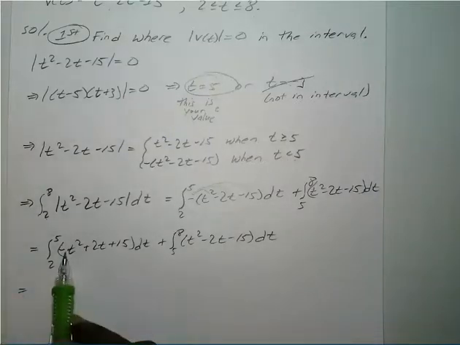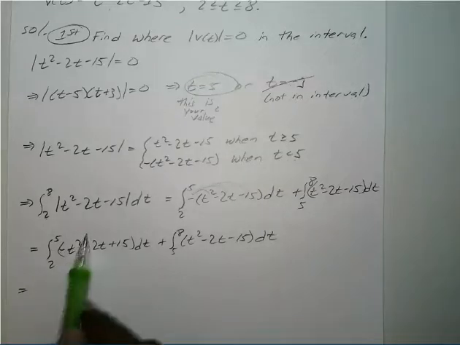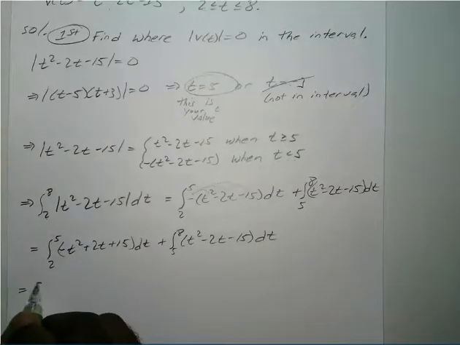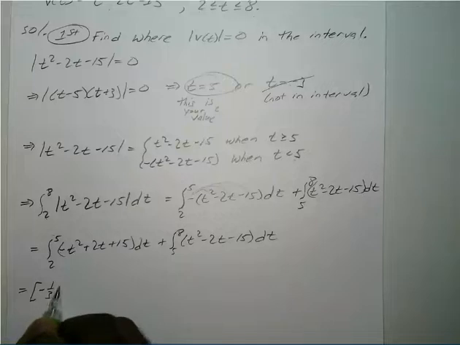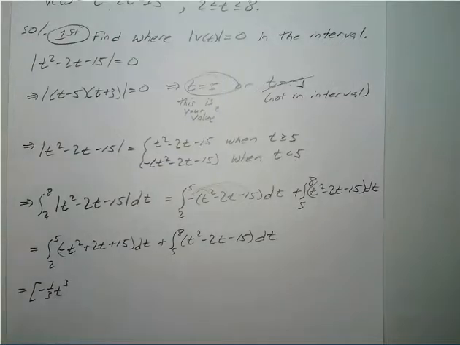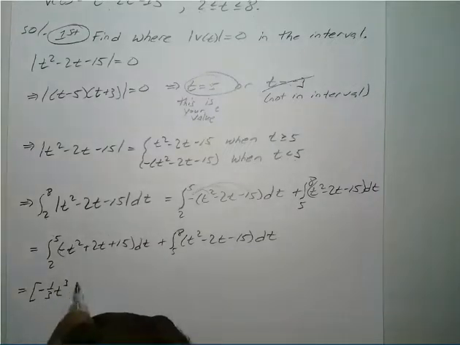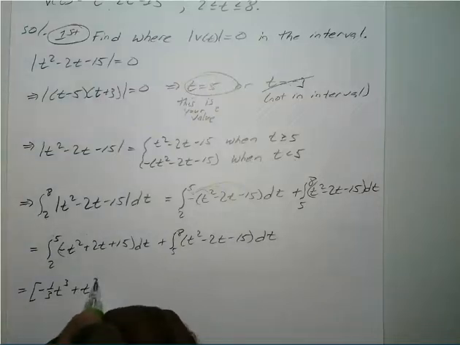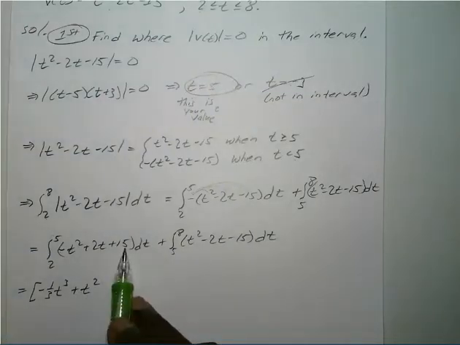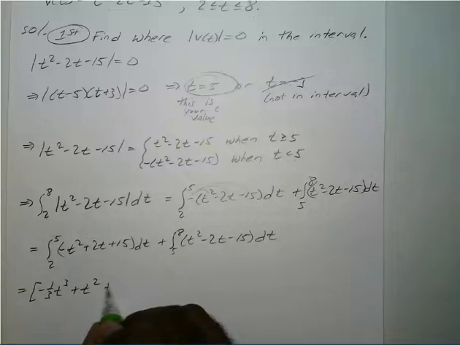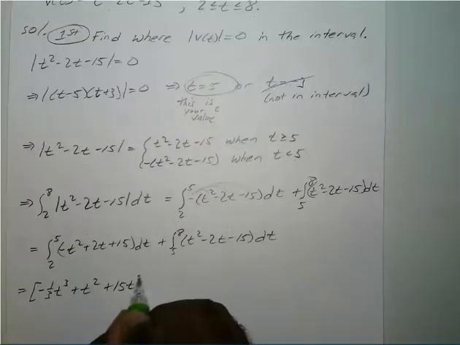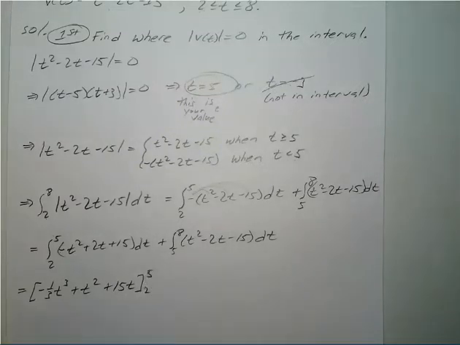This gives us our negative t squared. The integral of that is t to the third over 3, so that's negative 1/3 t to the third. And the integral of t is t squared over 2. The two 2's would cancel out, which leaves us with t squared. So we have plus t squared. And the integral of 15 is just 15t, so plus 15t. And that's from 2 to 5.